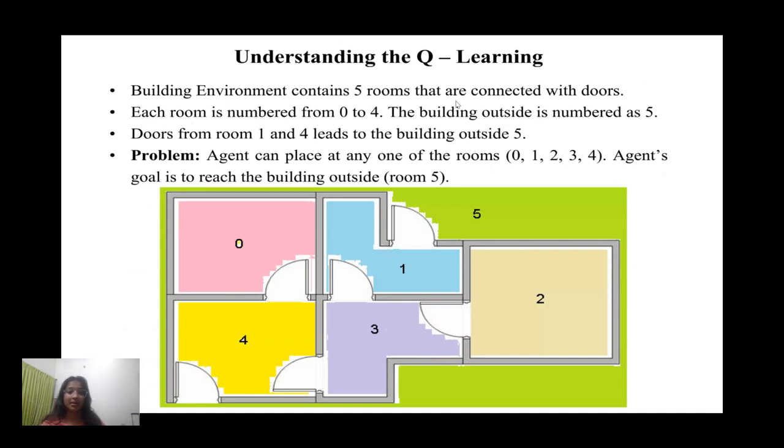Understanding Q learning. The building environment contains 5 rooms that are connected with doors. Each room is numbered from 0 to 4. The building outside is numbered as 5. Doors from 1 and 4 lead to the building outside, 5. Problem: the agent can be placed at any one of the rooms 0, 1, 2, 3, 4. The agent's goal is to reach the building outside, room 5.